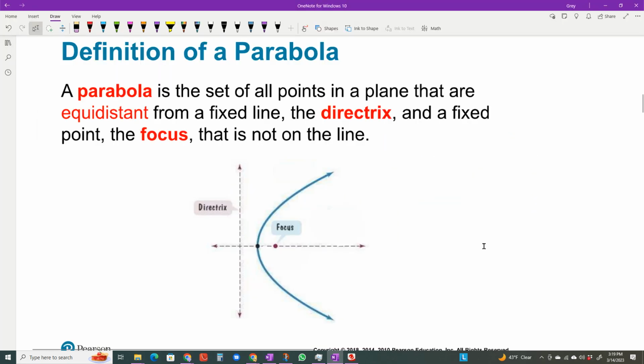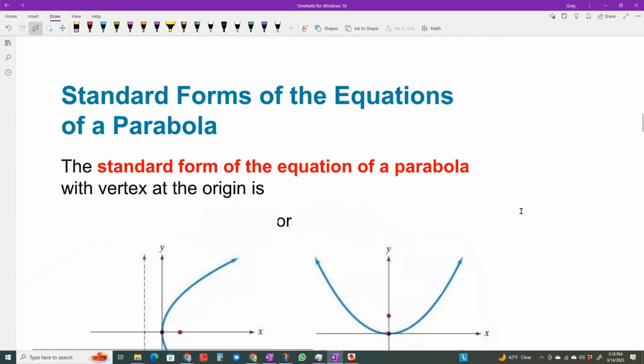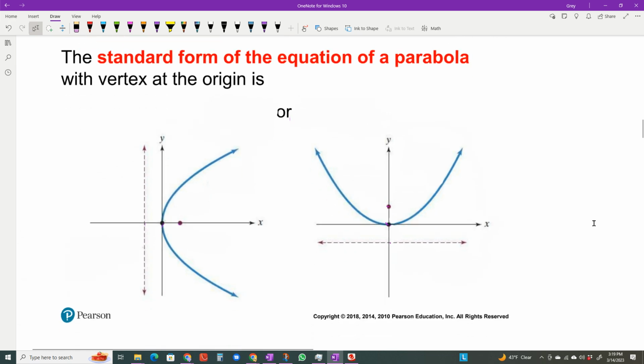The other parts of the parabola: we have the vertex, which is halfway between the focus and the directrix. So if you know those two, you can always find the vertex. This, of course, is our parabola. And last but not least, we don't talk about it as much in pre-cal as you do in Algebra 2, but remember that there's an axis of symmetry that folds your parabola in half and has a mirror image on each side.